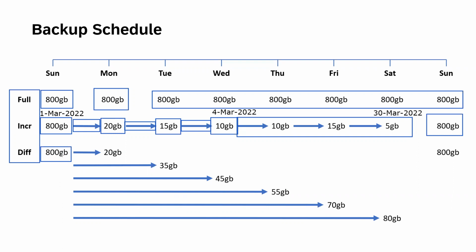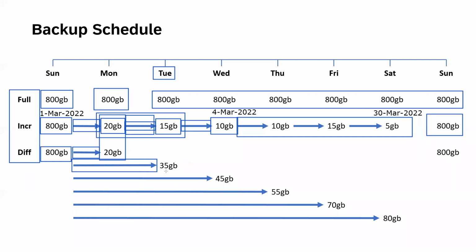So on the first day, you take a full backup of 800 GB. The second day, since the data changed by only 20 GB, it will only take a backup of 20 GB, the data which changed since the last full backup. Now comes Tuesday. What happens on Tuesday? It will not take a backup of only the changes since the last incremental backup; it will back up all the changes done since the last full backup. That is your 20 GB plus your 15 GB. Is it clear?